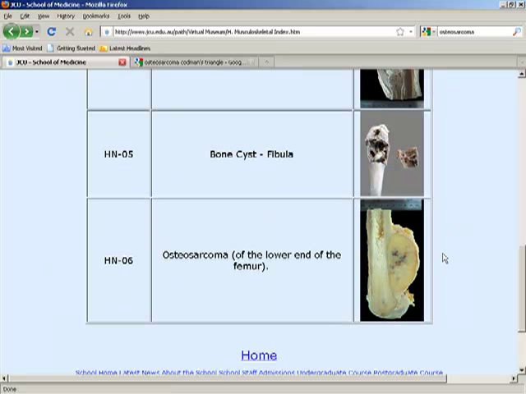Gross features, remember this: location, metaphysis, Codman's triangle, appearance, the drumstick appearance, grayish tumor, infiltrative, limited by epiphysis. It does not usually involve epiphysis. Okay, so they're all the gross features.